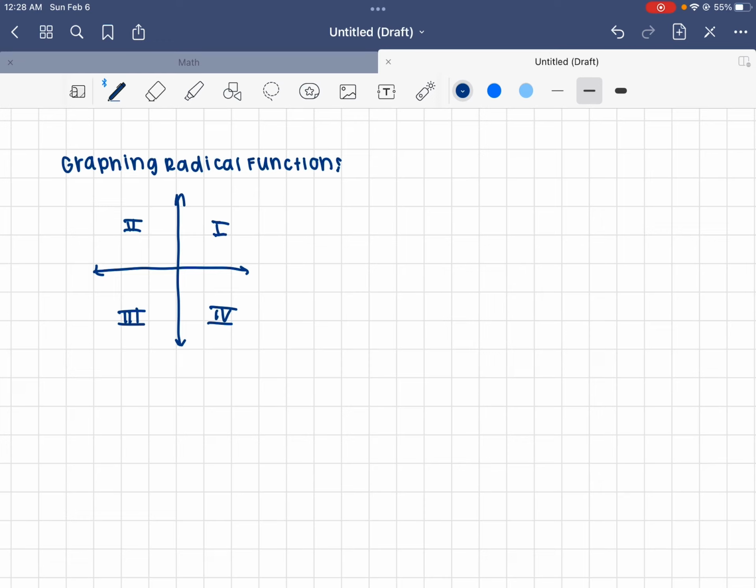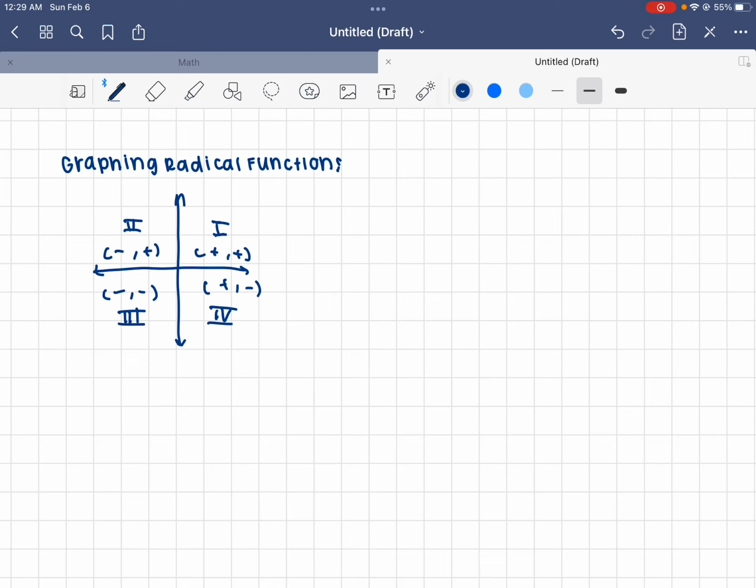So we know for 1, our x and y values are going to be positive and positive. For 2, it's going to be negative and positive. For 3, it's going to be negative and negative. And for 4, it's going to be positive and negative. So what this is going to help us with is when we have our function, it'll help us determine which quadrant our graph is going towards or which one it's in.